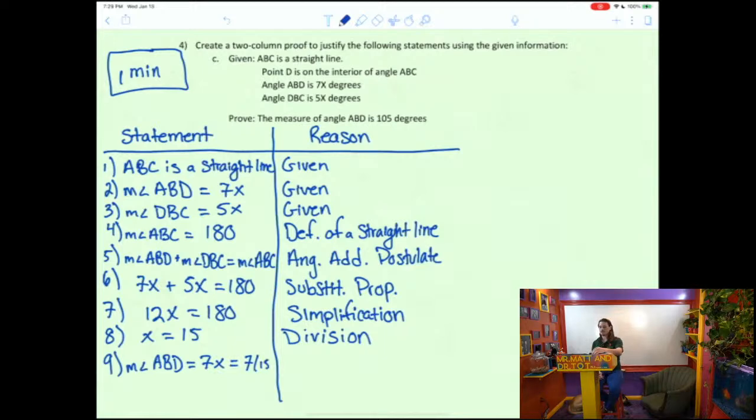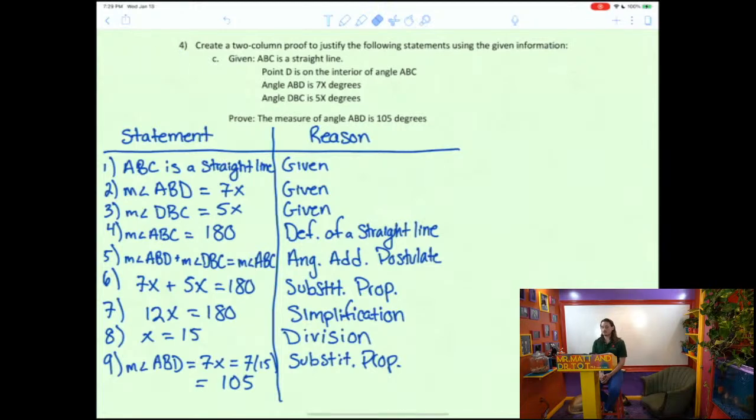Okay, so for number 4, we're given that ABC is a straight line. We're given that ABD is 7x degrees and DBC is 5x degrees. So those are all the beginning given statements. We know that angle ABC has to be equal to 180 degrees because that's the definition of a straight line. We know that the two smaller angles summed together have to give us the measure of the larger angle. That's due to the angle addition postulate.